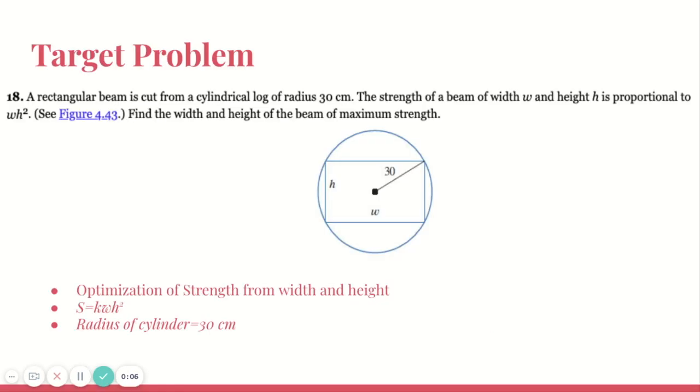The target problem we'll be assisting a student with is an optimization question. The problem is asking the student to solve for the width and height that will give the greatest strength of a rectangular beam. However, we are only given the radius of the cylinder as well as the proportionality of the strength to the width and height as W H squared.